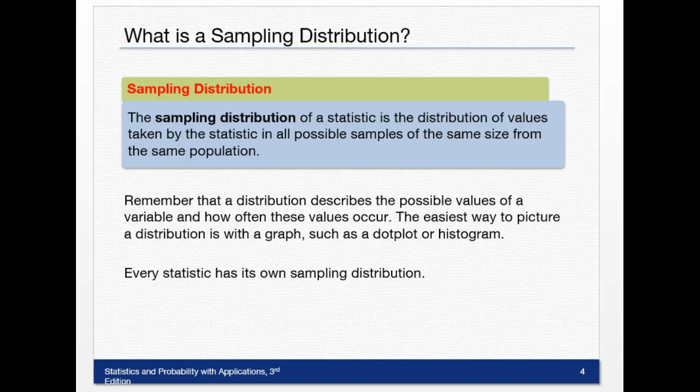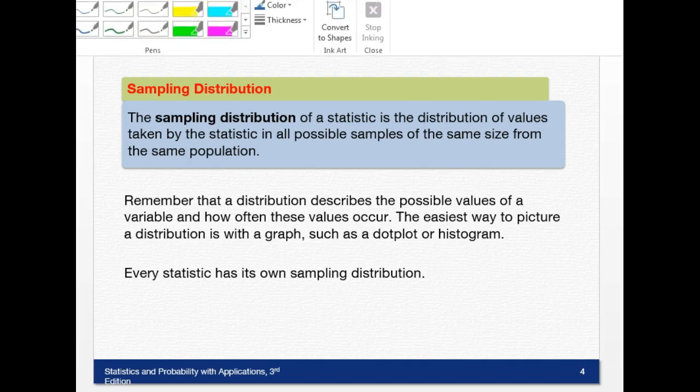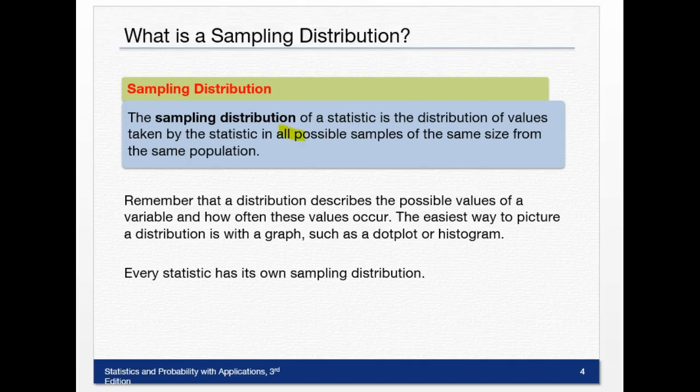So we do something called a sampling distribution. The sampling distribution of a statistic is the distribution of values taken by the statistic in all possible samples of the same size from the population. All right, so a lot of busy words, okay? But here's what I want to say. It's all possible samples of the same size from a population.